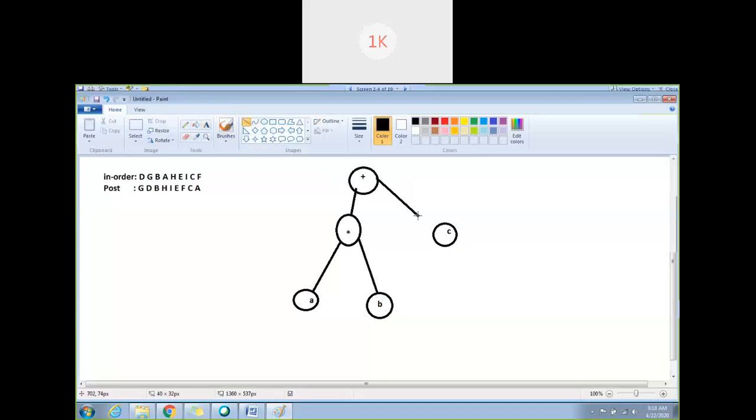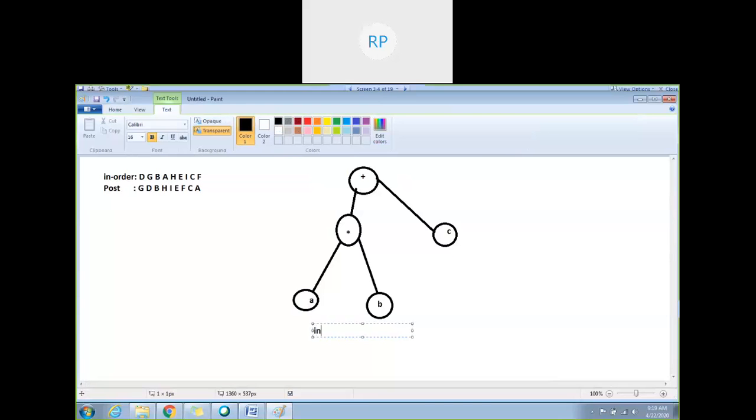Can you tell me what is the in order of this tree? What is the in order? A star B plus C. Okay. Very good. What about pre-order?